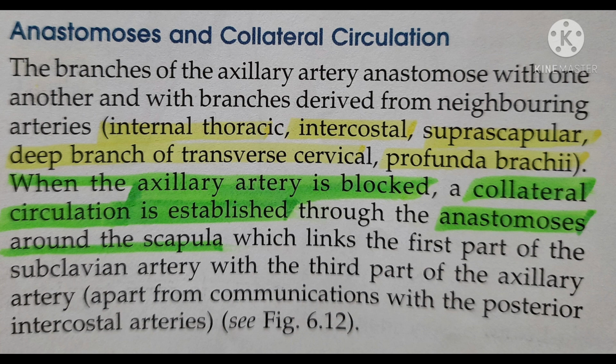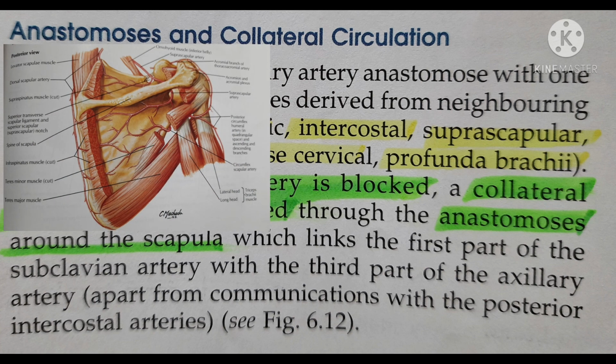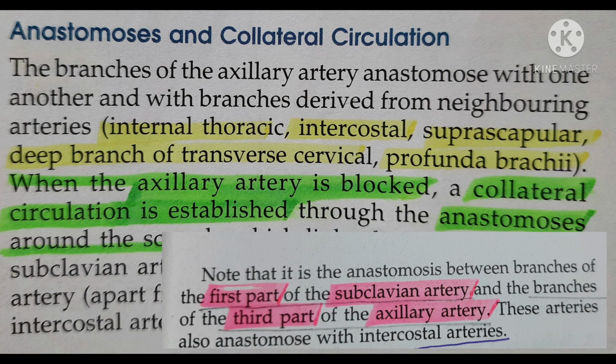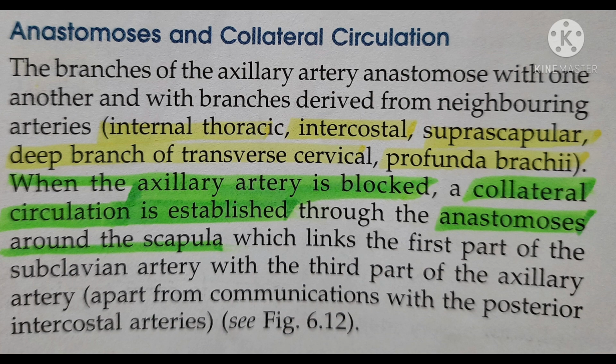When the axillary artery is blocked, a collateral circulation is established through the anastomosis around the scapula, which links the first part of the subclavian artery with the third part of the axillary artery, apart from communications with the posterior intercostal arteries.